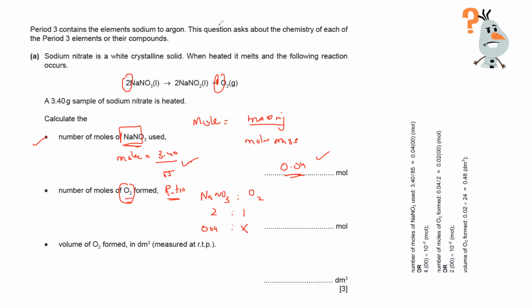X. Now what we do, we cross multiply. So this 2 is multiplied with x, that is 2x. And when 1 is multiplied by 0.04, it will be 0.04. But we need x. So 2x is equal to 0.04. This 2 is multiplied, so on the other side it will be divided. So it will be 0.04 divided by 2. How many moles will we get? We'll get 0.02 moles of oxygen.